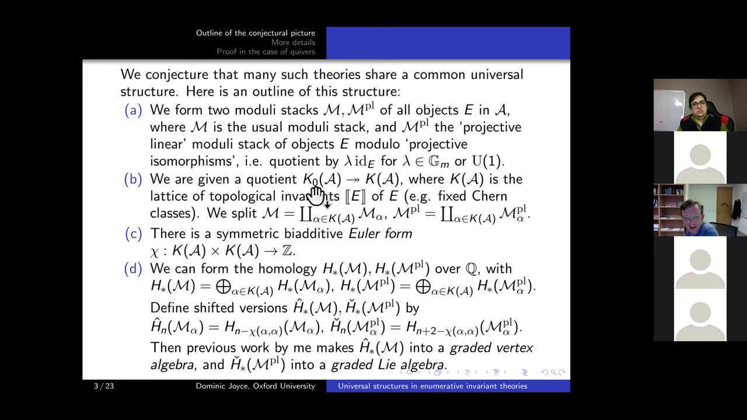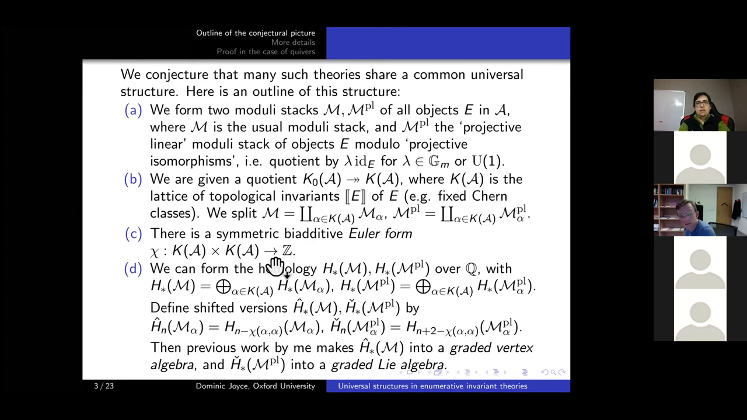And the moduli stack M should have a splitting over classes alpha in this K theory, of M alpha. And the projective linear moduli stack also splits this way. In the derived category case, usually these are actually the connected components of M and M alpha. So K of A is actually pi zero of M. There should be a symmetric and biadditive Euler form, chi, going from K of A cross K of A into Z.